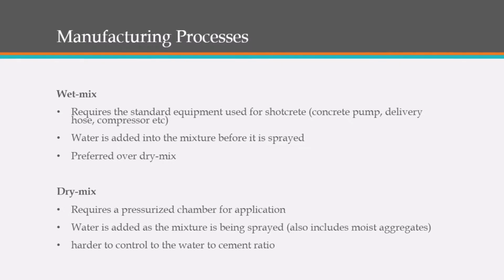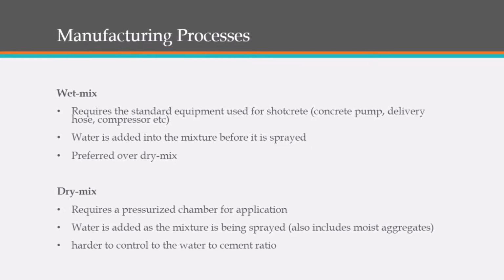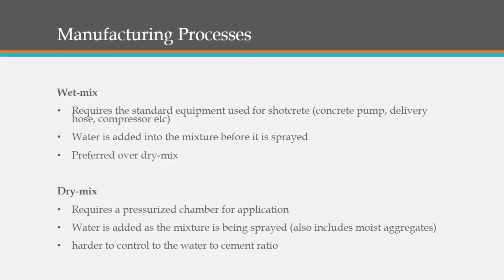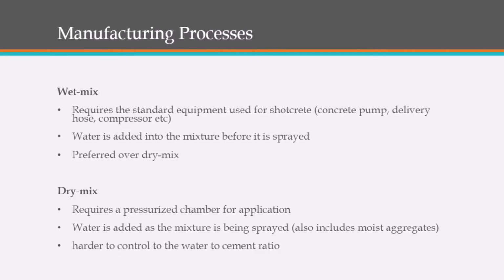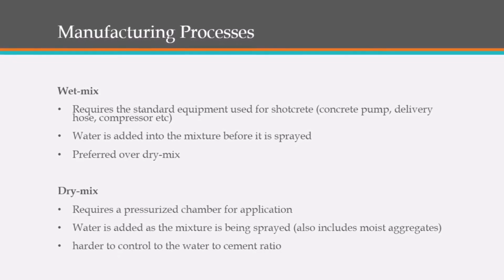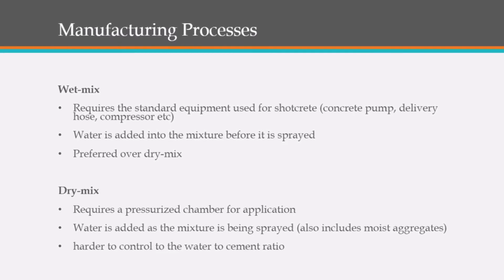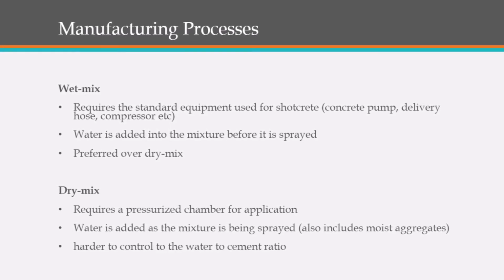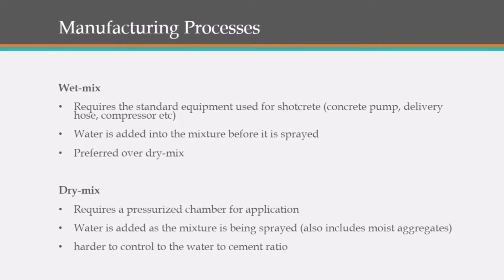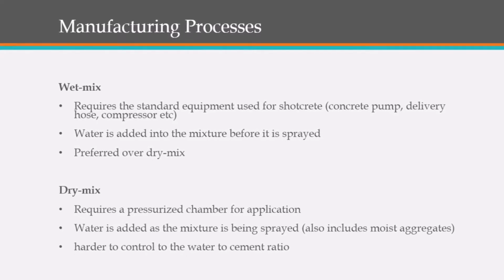Wet mix shotcrete is created by the mixing of all necessary materials to create concrete before shooting the material through a hose at a high velocity. The main difference to dry mix is that this process includes the addition of water before it is shot through the hose. Dry mix shotcrete is formed through the mixing of dry materials with moist aggregates.